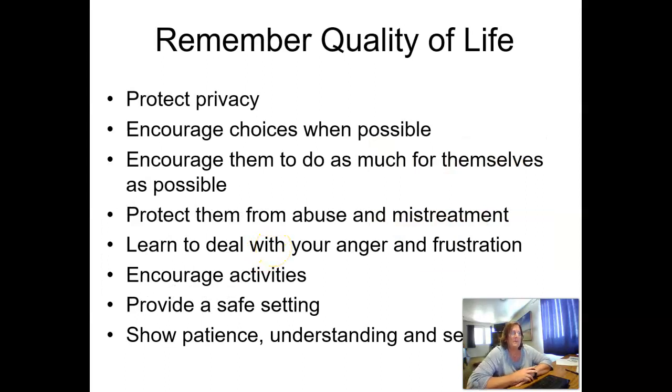So we do always want to remember quality of life. We want to protect privacy for our person, encourage choices whenever possible, and encourage them to do as much for themselves as possible. Our goal is never to do everything for them. Our goal is to help them do as much for themselves as possible, and we will do the components that they can't do. We want to protect them from abuse and mistreatment. If they have disabilities and they're not able to do things for themselves, sometimes it can be very frustrating for them. It can be frustrating for the people taking care of them. So we need to make sure they're protected from abuse and mistreatment.